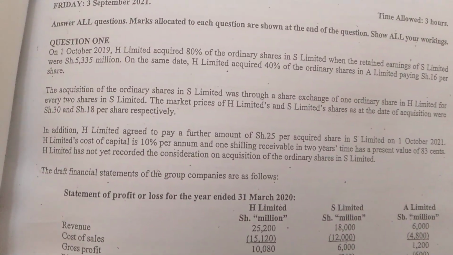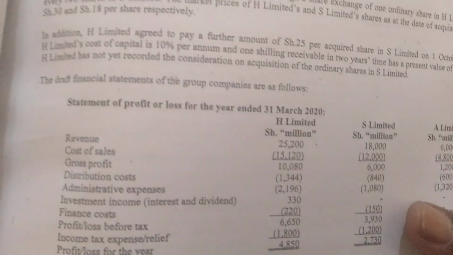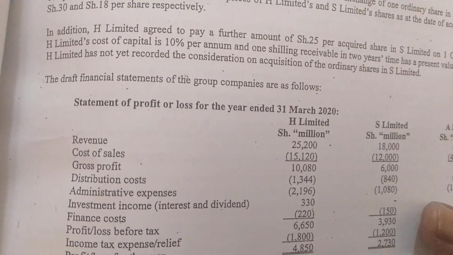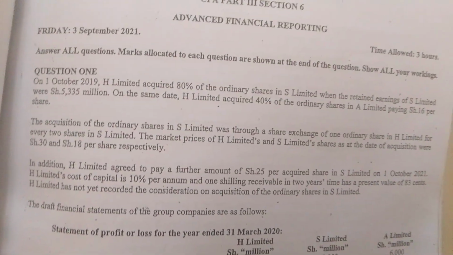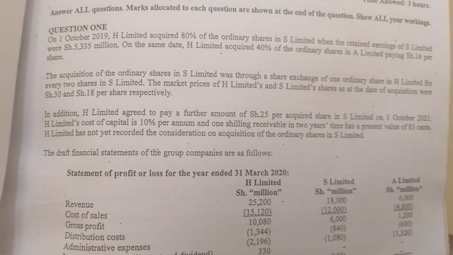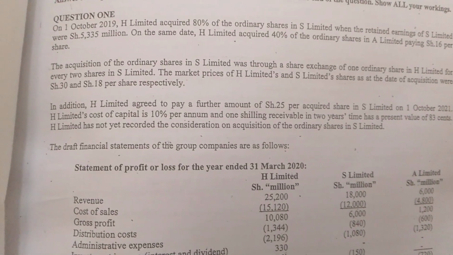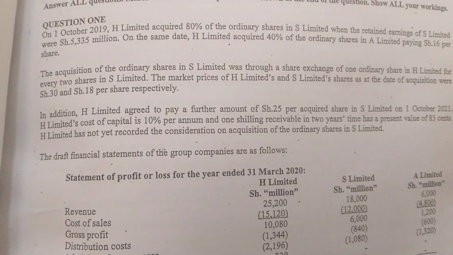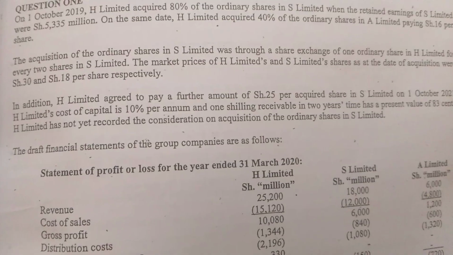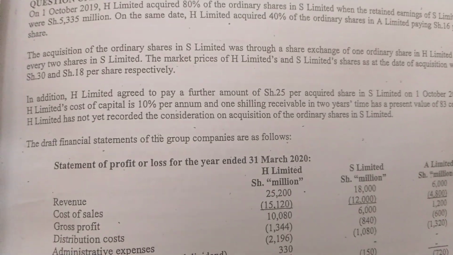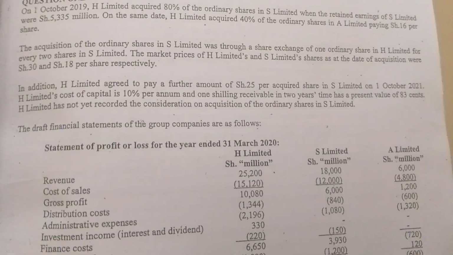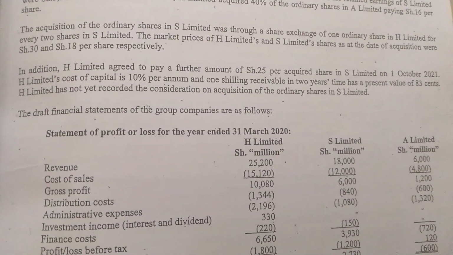Now you promise to pay some amount in the future. Now, I want you to look at that point there. In addition, what are you told? In addition, H Limited agreed. That's what I'm looking for. You can read out from there. In addition, H Limited agreed to pay a further amount of shillings 25 per acquired share in S Limited on 1st October 2021.